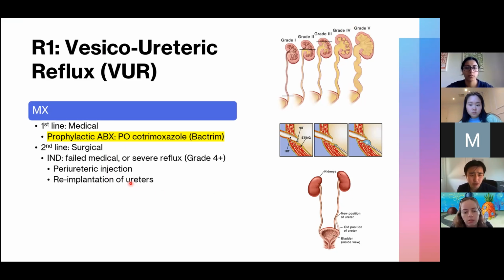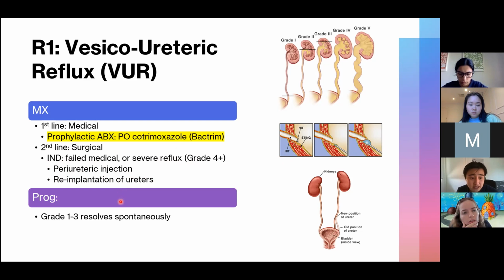And surgery is a bit more low yield, but I put them here anyway for completion's sake. So there's two operations. You can either have a periureteric injection, which is where you inject a hydrogel, I believe, to close off the angle, or you can reimplant the ureters. But the key thing is, in most cases, you just give them prophylactic antibiotics unless it's severe reflux or if medical management has failed. And in terms of prognosis, most cases resolve spontaneously, which is why you don't need to perform surgery unless it's severe.